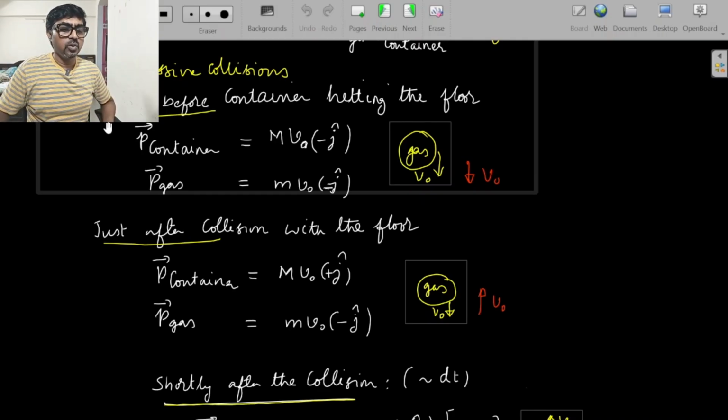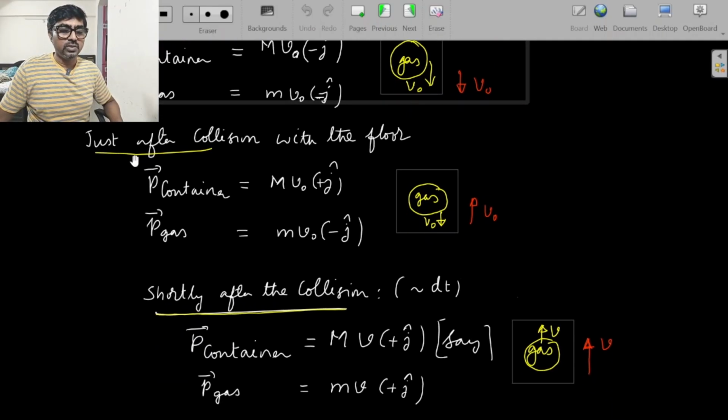First collision: just before the container hits the floor, it is having, let's say, V naught velocity downward. Gas molecules are also going to have the same velocity V naught downward, and so the total momentum downward is capital M plus small m into V naught. But just after collision, what happens? The gas molecules will continue to go in the same direction, but the container velocity will get reversed because it's an elastic collision. It will have the same speed also. So this is just after the collision with the container. I hope you understand up to there. So we had only one collision completed so far.